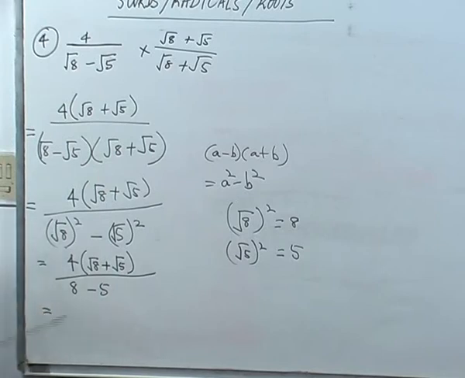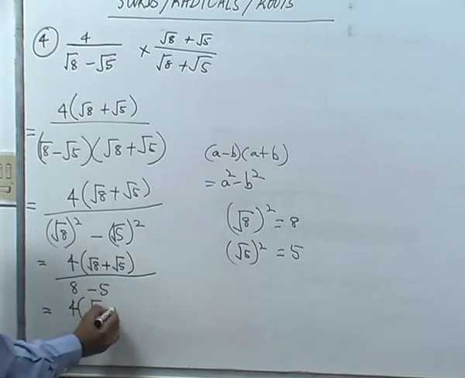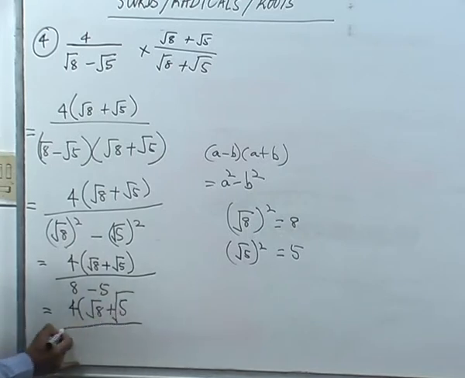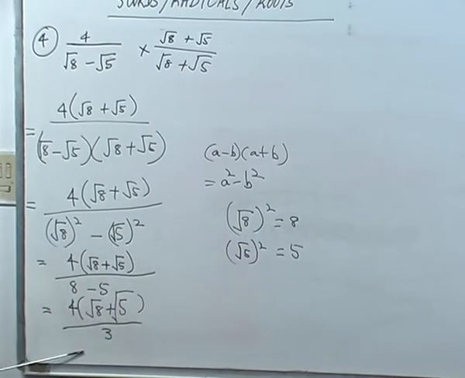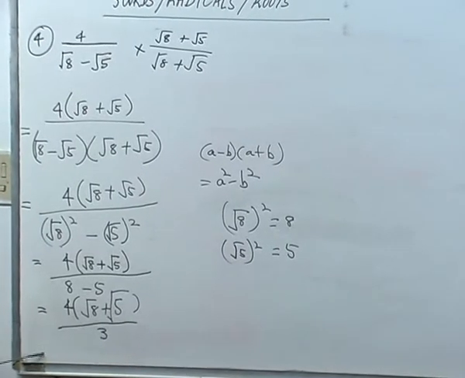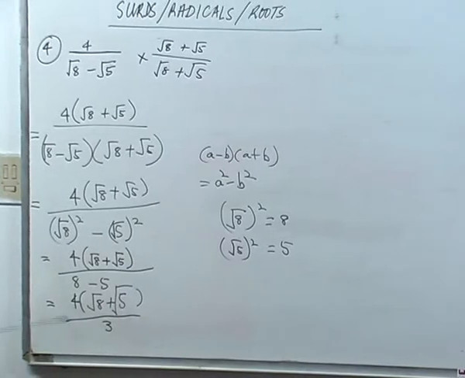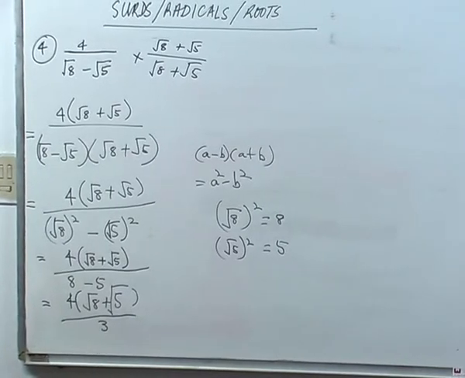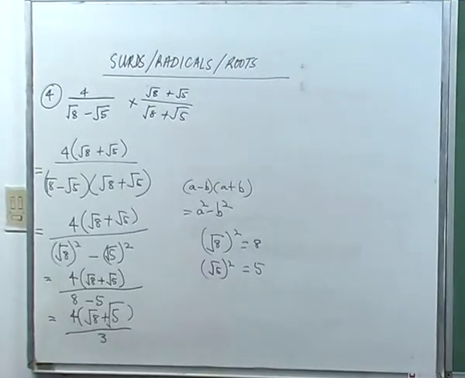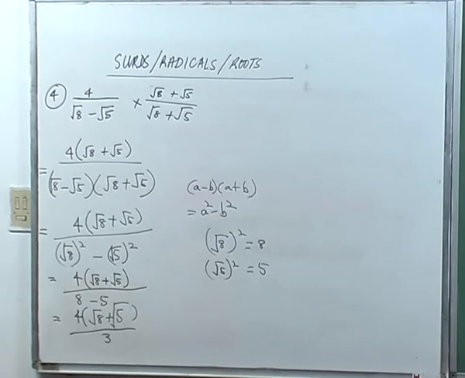And so the numerator will be 4 into square root of 8 plus square root of 5 all over 8 minus 5, which will give you 3. And that will be the end. Because that's 4 and 3, it won't simplify anymore. So that's rationalizing the denominator. The denominator is now 3, it's rational. Alright, so that's called rationalizing the denominator, and we'll give you a little exercise to try hereafter.